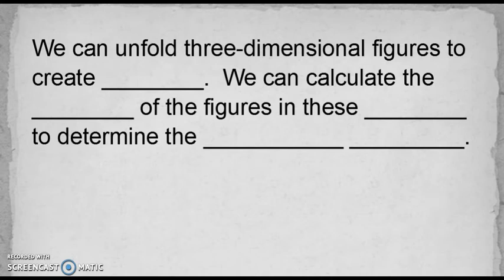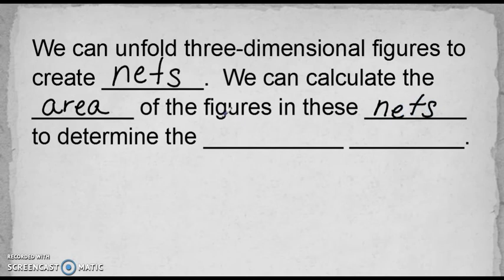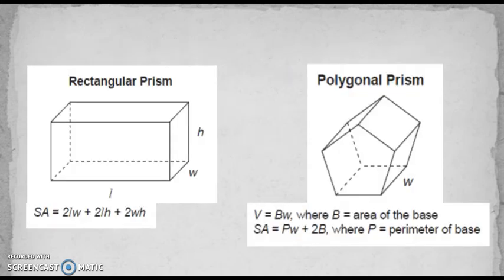We can unfold three-dimensional figures to create nets, and we can calculate the area of each part in the net, and we can add them all together to find the surface area. Drawing a net isn't always a good option, though. There are two formulas that we can use, and again, you will recognize the PSSA formula sheet for 7th grade.